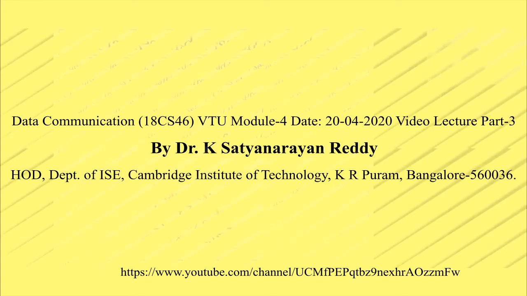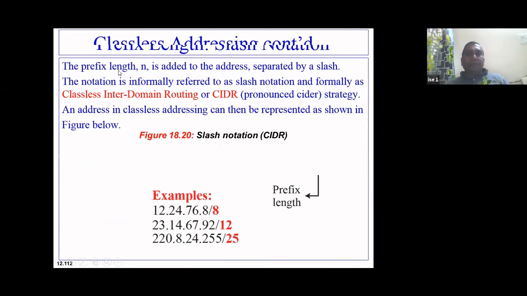8 networks can be divided. And this particular scenario of classless addressing mechanism was called CIDR. The full form of CIDR is classless interdomain routing. So have you understood what is classless interdomain routing? It is called classless interdomain routing, CIDR. It is pronounced as CIDER. It is read as CIDR.